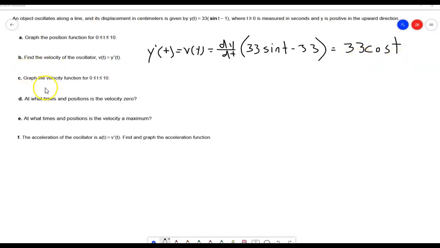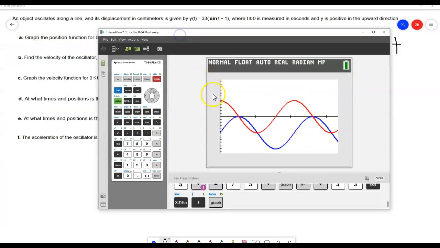All right, and then we go to C here. It says, oh, we've already graphed it there. And D, it says, at what times and positions is the velocity equal to 0? Well, let's go back over here. And this being a normal cosine function, just with a higher amplitude, it's just going to be wherever the cosine is equal to 0.